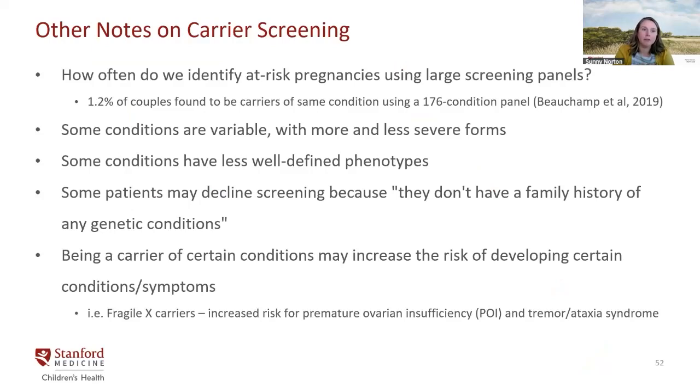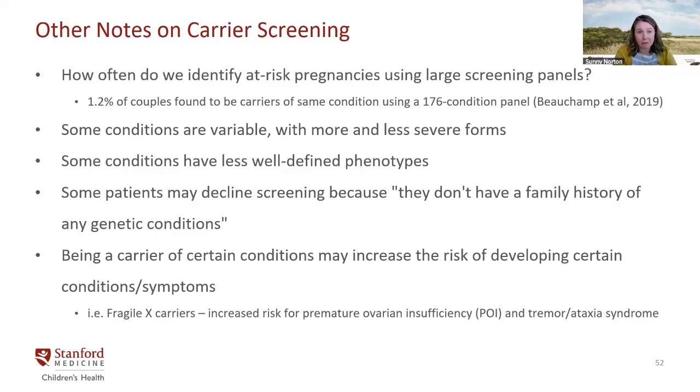So some other notes on carrier screening. In general, how often do we perform this testing and find that somebody's a carrier? Some reports state that the carrier frequency of a positive result might be as high as 55% with this 113 disease panel. But the chance that both individuals carry the same condition is much lower at about 1 or 1.5%.